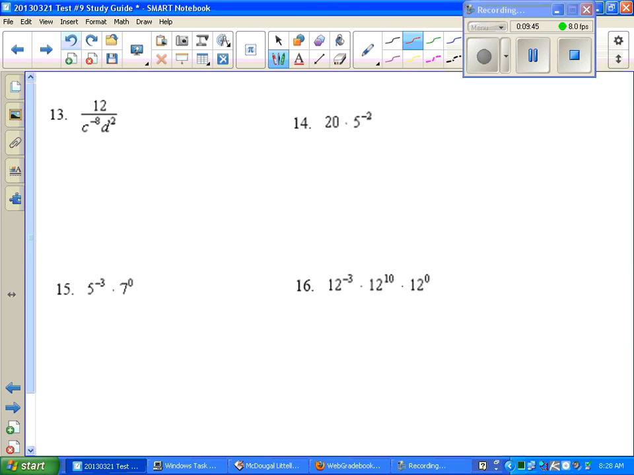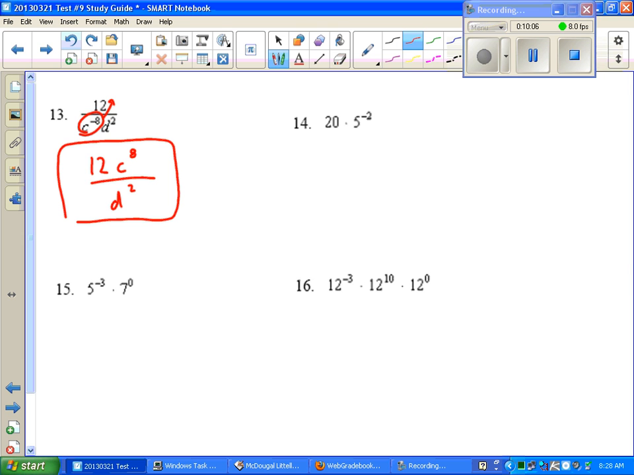Number 13 says 12 over c to the negative 8 d squared. This one's just like 12. The only thing that needs to move is c to the negative 8. It goes to the top. So 12 times c becomes to the positive 8th over d squared. Again, you can't do anything else to that one. You don't know what c or d is.